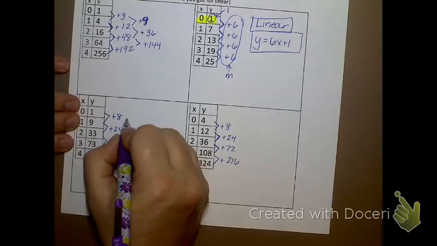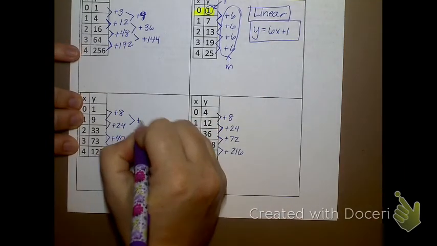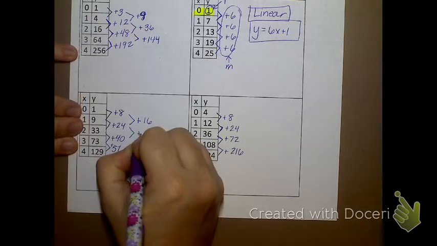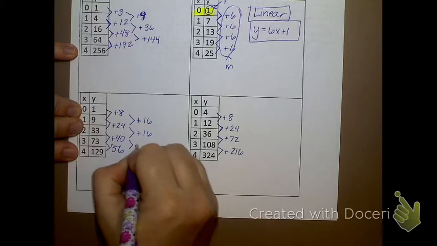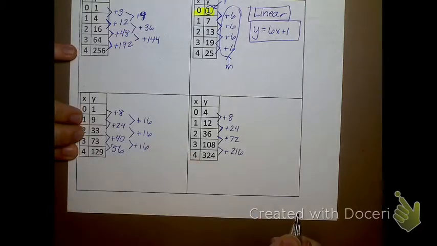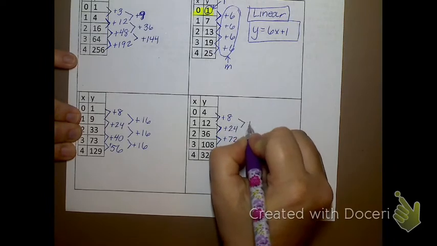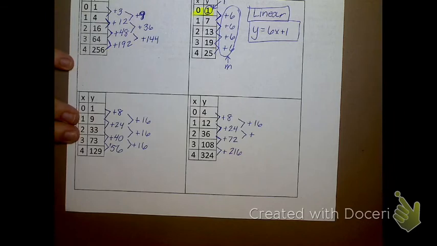Okay, let's do these ones. We're already done with this guy. We know it's linear. What have I got here? Plus 16, plus 16, plus 16. Oh, so it's 16. What about here? Plus 16, plus not 16.